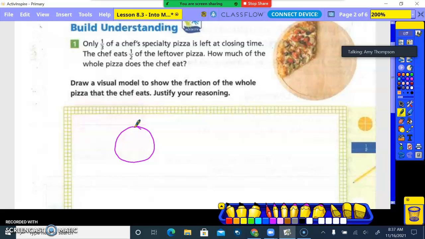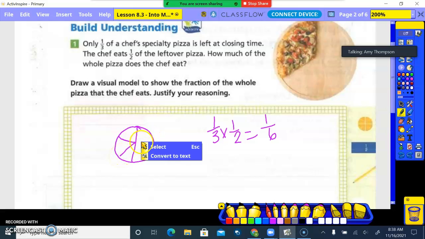So if I did 1/3 times 1/2, what am I going to get? 1/6. Okay, so I need to break this into 6 pieces. Is that going to work that way? No. So basically what I need to do is break it in half and then break each side into thirds. And once again, try your best to make them congruent.